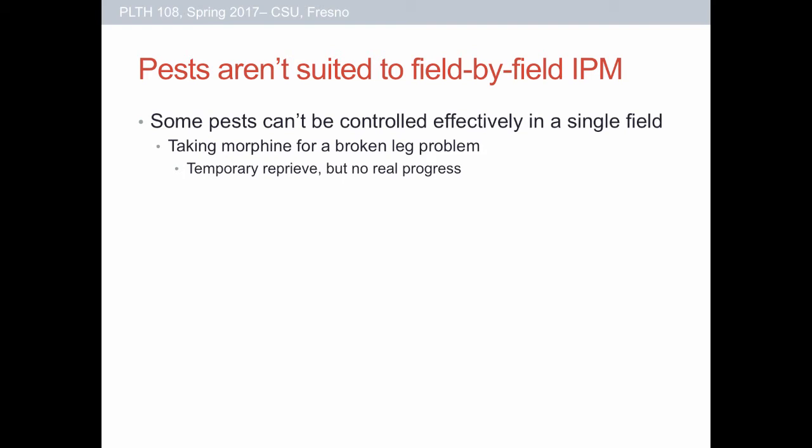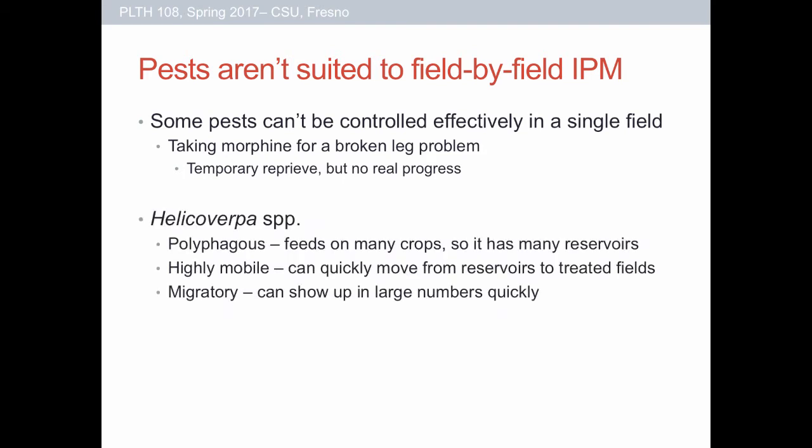So as far as pests not being suited to field by field, we talked about this in area-wide control. But there's the idea that some pests, like pathogens and weeds, might be relatively easy to control in a field. So are scales. But as soon as you have a migratory pest where you basically can spray a chemical, but then they'll just migrate in after it's dissipated, you are essentially taking morphine for a broken leg. You feel better in the short term, but if you keep walking on it, it's never going to heal up. You're never going to solve the underlying problem, which is that you have all of these Helicoverpa hanging out in the area.